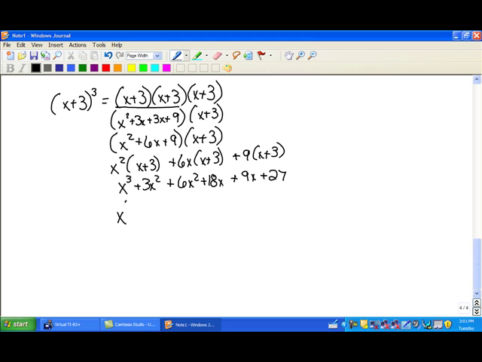To clean up, we'll have x to the third, 9 of the x squareds, 27 of the x's, and 27 as the number. Take your time with these.